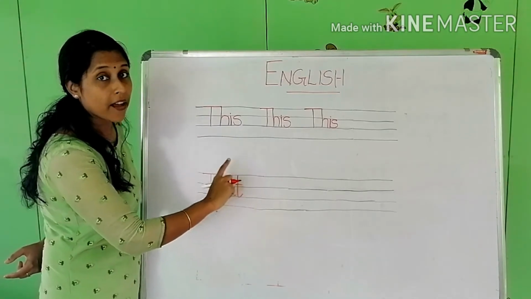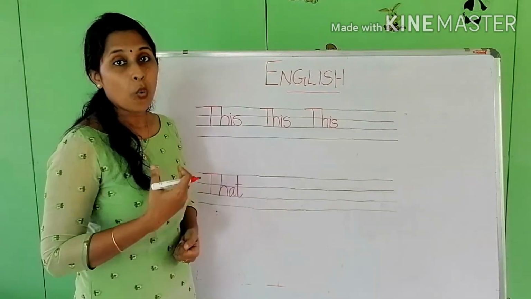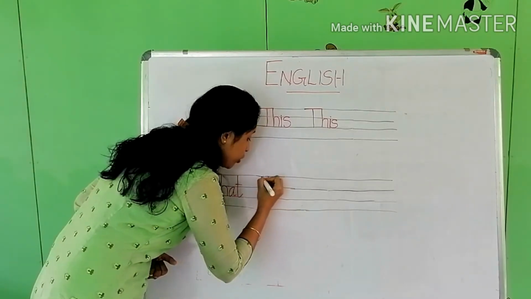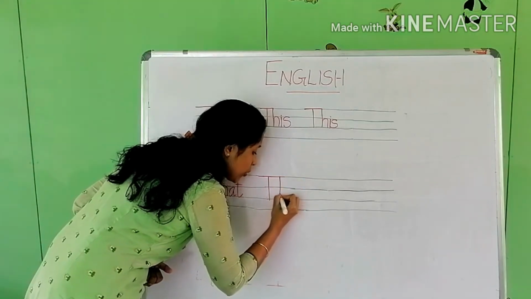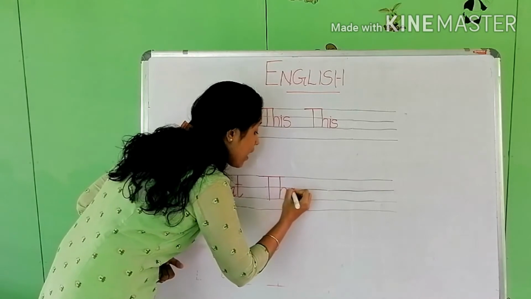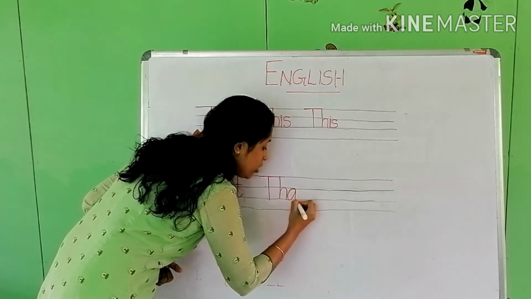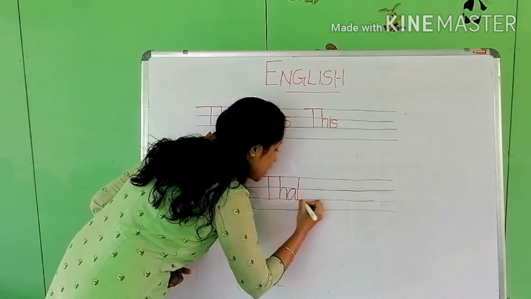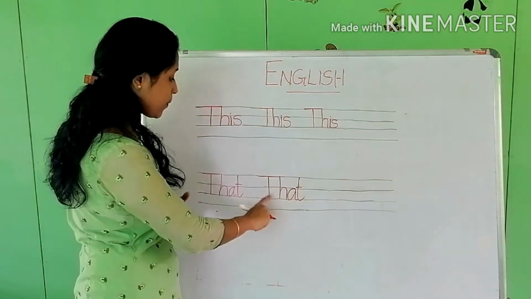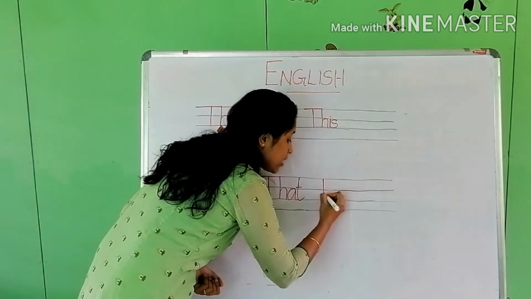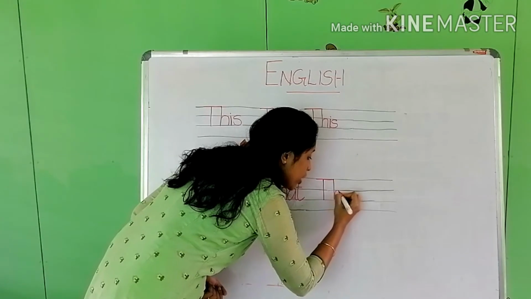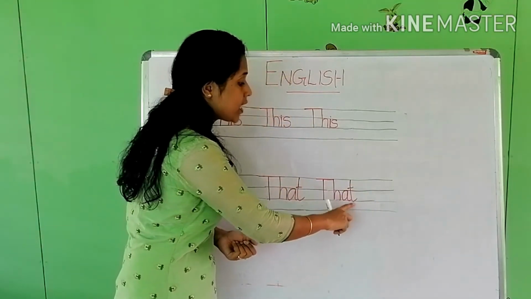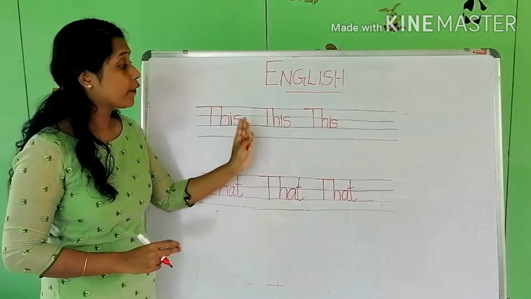T-H-A-T, that. Once again, the spelling of that: you hear the th sound first, so you write the alphabets T and H together for the th sound. Then you write A for the a sound. Next, you hear T, so you write the alphabet T. T-H-A-T, that. So we learned the spellings of this and that.